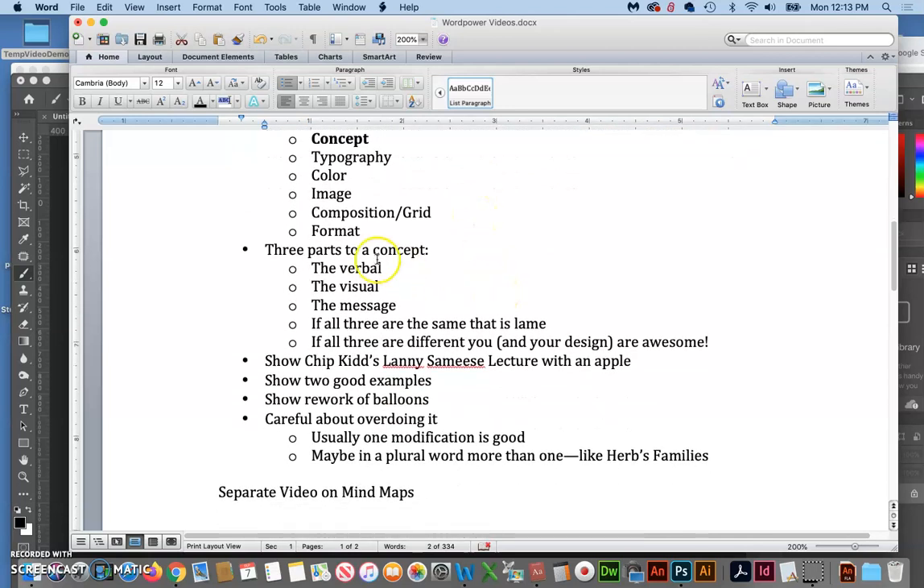Now, there's 3 parts to a concept, the way I like to explain it. You have the verbal part of your design, you have the visual part of your design, and then you have the overall message. Now, if all 3 are the same, that is lame. If all 3 are different, then you and your design are probably pretty awesome. So let's stick with this for a little bit and look at some visuals.